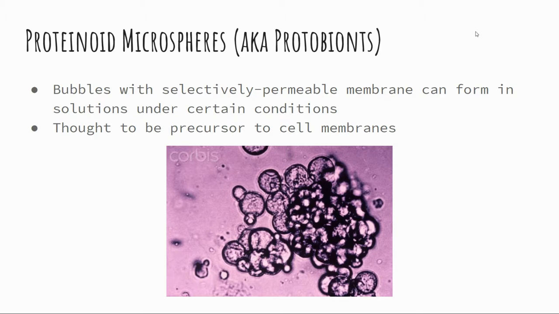Proteinoid microspheres are bubbles with selectively permeable membranes that can form in solutions under certain conditions. And these are thought to be the precursors to cell membranes. And these are some things that were found within the liquid that was collected in the experiment that we talked about on the last slide.